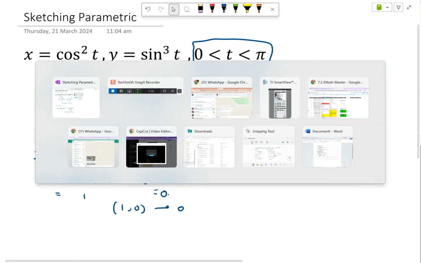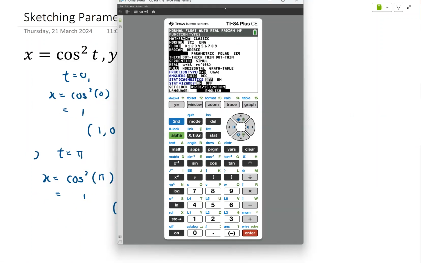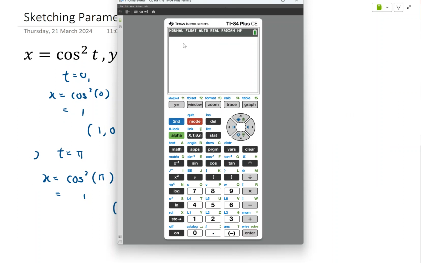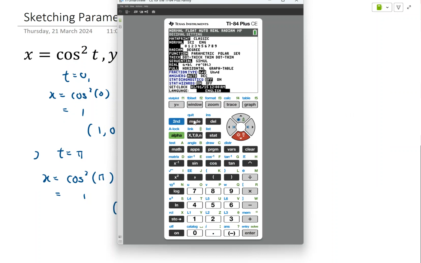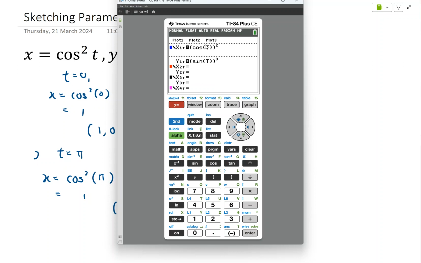Okay, so now when you go to your GC, remember, be careful when you want to plot parametric. Please go to mode and change this from function to parametric, and then now you press y equals. I've already keyed in the equation. When you want to do cosine square t, you cannot put cosine t and then square it. You have to put a bracket in front first, as well as for sine cube.